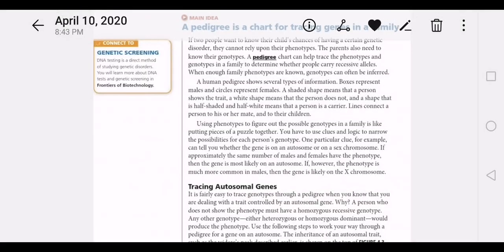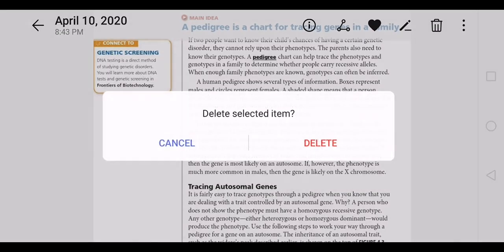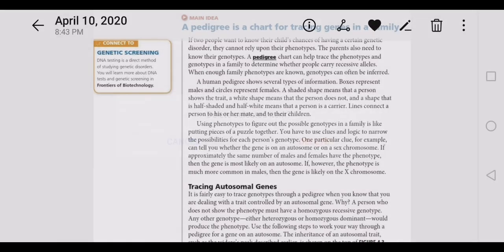Okay, I'm sorry for this interruption. Whoever of you wants to see the description of the pedigree that I just explained can find it in the second paragraph.